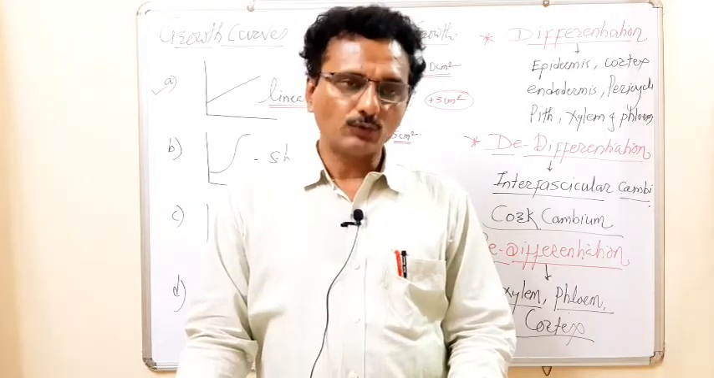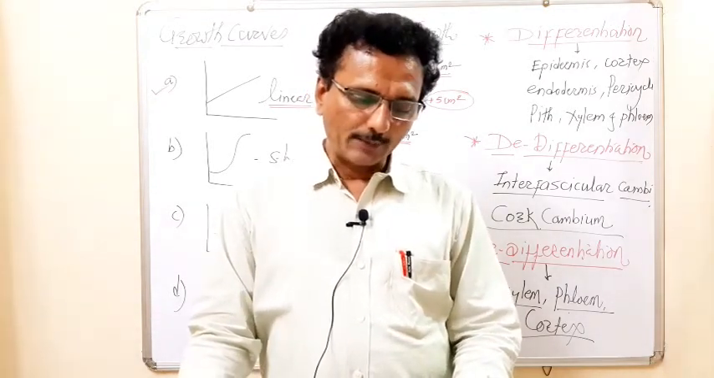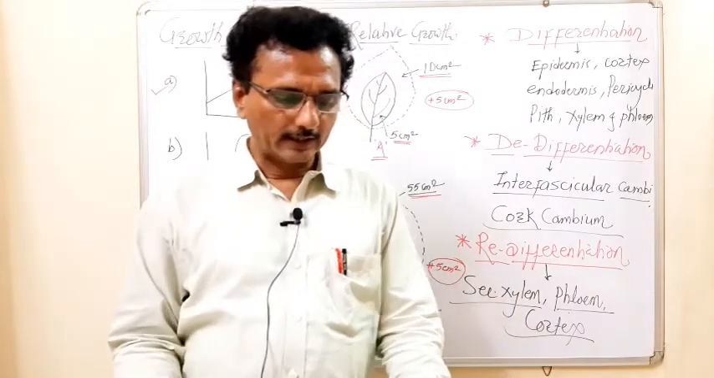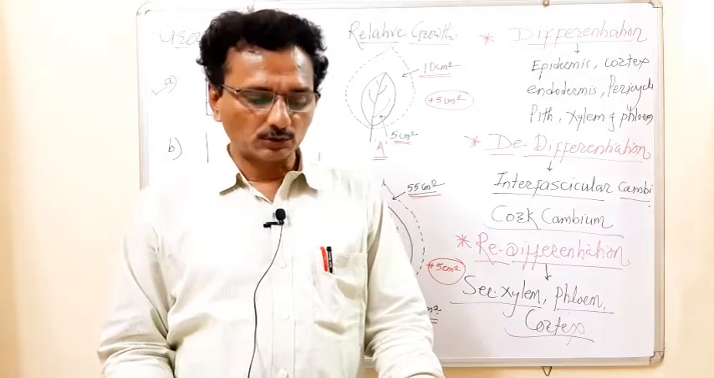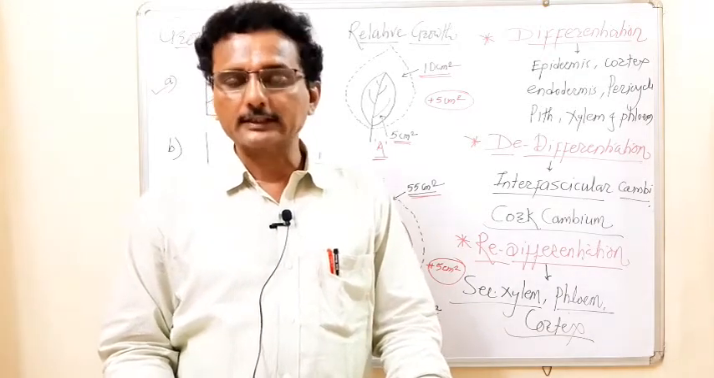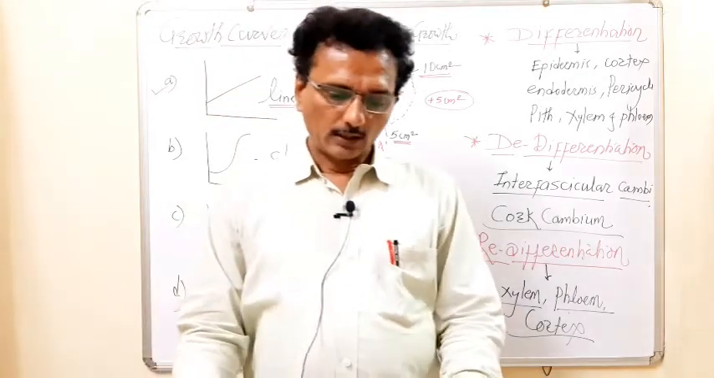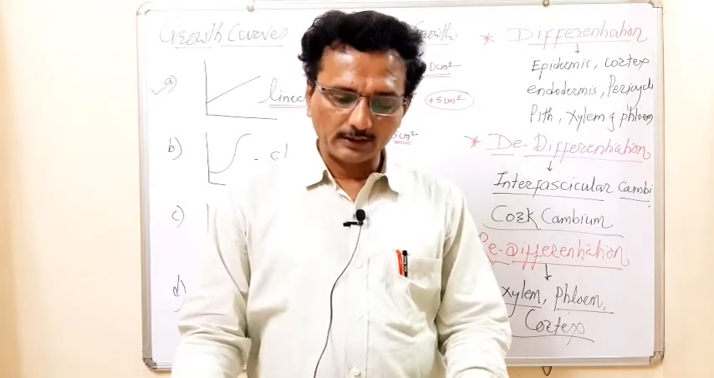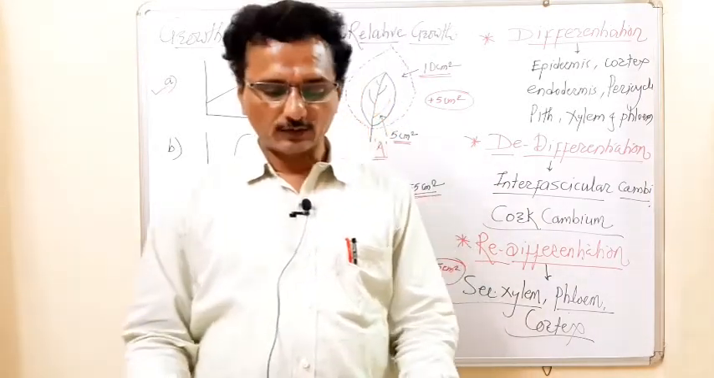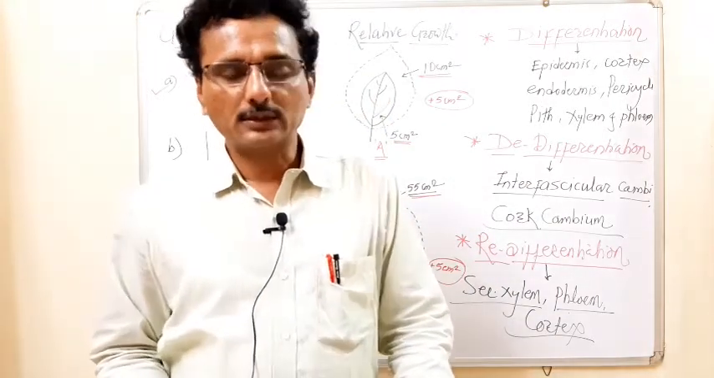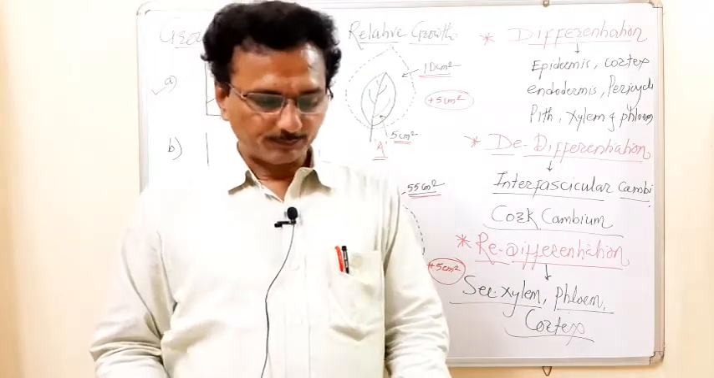Okay, see the fourth option: the absolute growth for leaf A is 5 centimeter square, relative growth rate for leaf A is 100%, absolute growth for leaf B is 5 centimeter square, and relative growth rate for leaf B is 100%. So what is the correct answer?